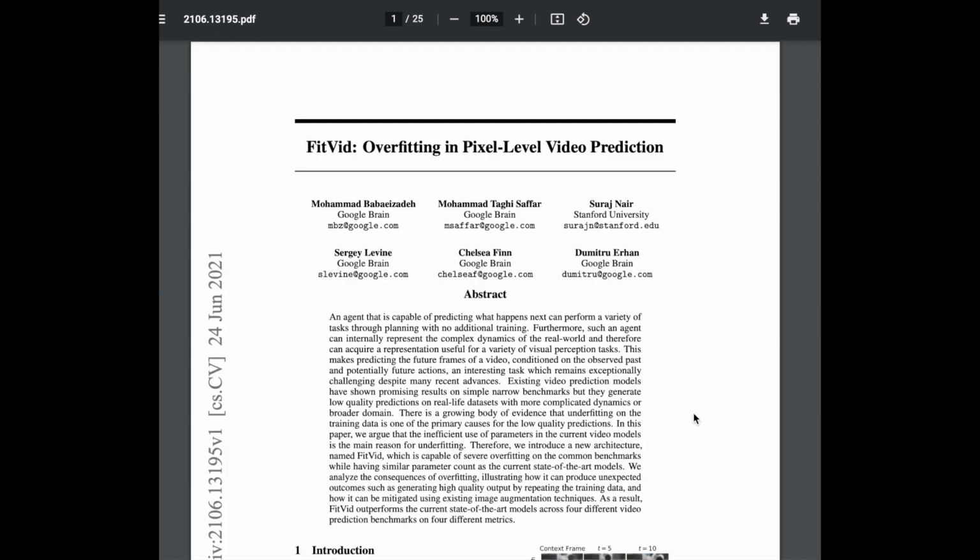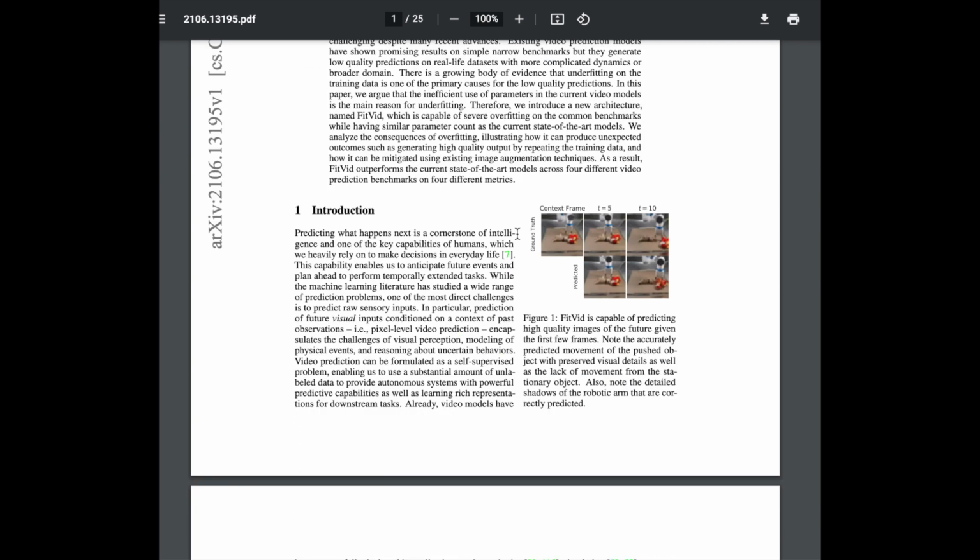Next up, we have FitVid, overfitting and pixel level video prediction. I don't know too much about this research, but what they're showing is that you actually do have the model capacity for predicting future frames in video data. Say you have robot data where it has a visual sensor, and these are the visual video frames of learning to, say, pick up this object and put it in a bucket or something.